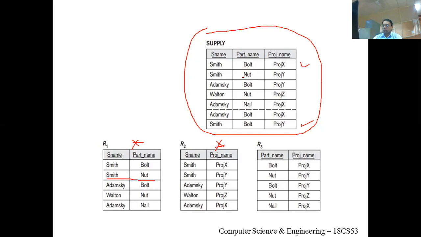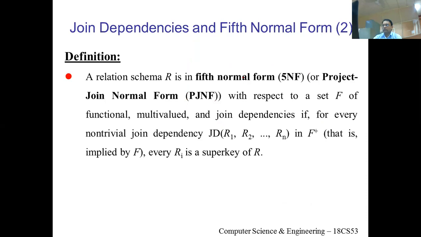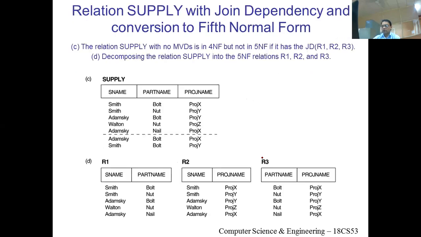So now we can say that R1, R2, R3 are in fifth normal form. The fifth normal form definition says that a relation schema R is in fifth normal form, also called project join normal form, with respect to a set F of functional dependencies, multivalued dependencies and join dependencies, if for every non-trivial join dependency JD of R1, R2, ..., Rn in F plus, Ri is a super key of R. That means any one of the keys should be a super key of R in the decomposed relations. So that's about fifth normal form.